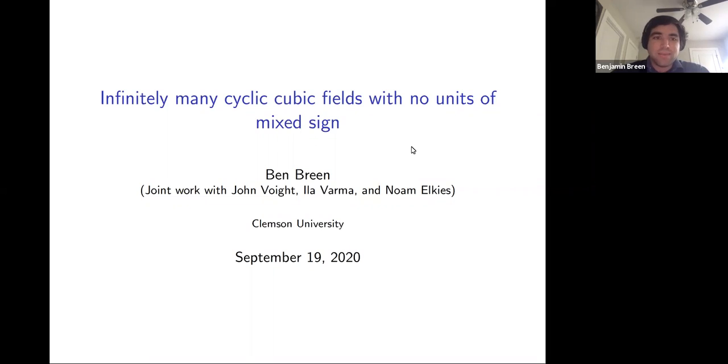So today, I'm going to tell you a little bit about a fun result, which is something that I worked on where we ended up proving that there are infinitely many cyclic cubic fields with no units of mixed sign. And so I'll explain what that means in just a sec. This is joint work with John Voigt, Elif Arma, and Noma Elkes.